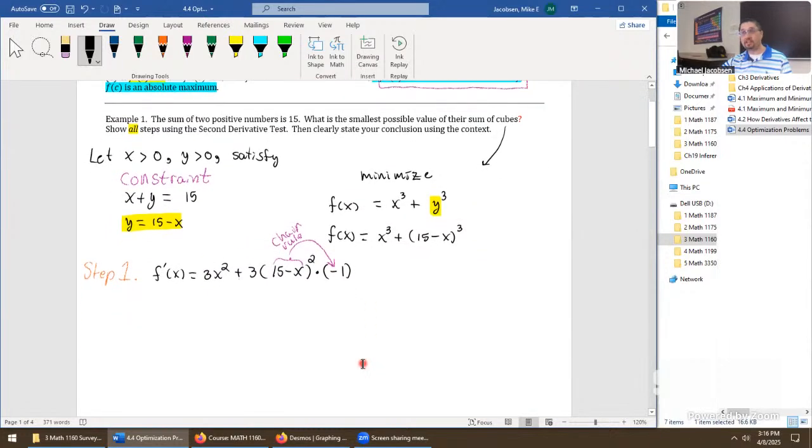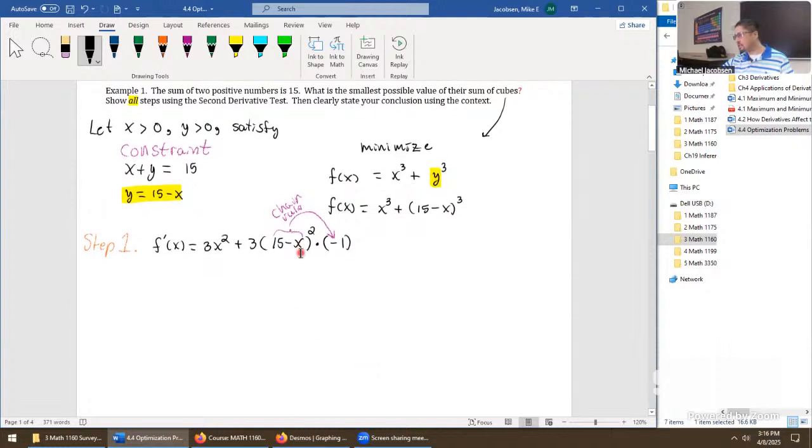Let's do a little algebra and clean it up first. The algebra I would take is to move the negative sign in front over here. So let me reformat as 3x squared minus 3 times (15 minus x) to the power 2. Next step to take is, let's actually expand 15 minus x squared.